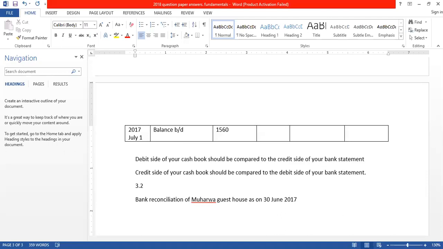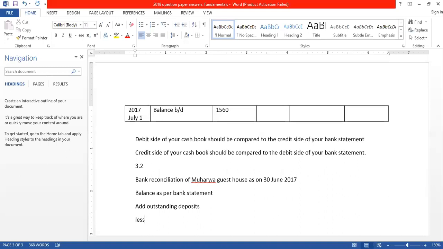Okay, so there's a straightforward formula that I love using, and I always find it very easy when it comes to a bank reconciliation, which is: balance as per bank statement, add outstanding deposits, less unpresented checks, and then you get your balance as per cash book.